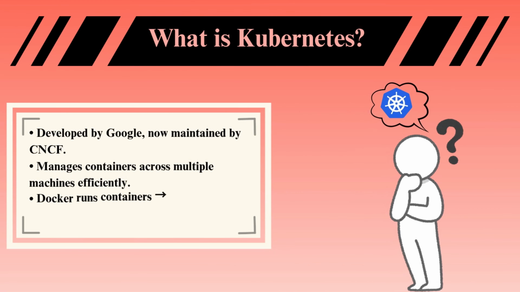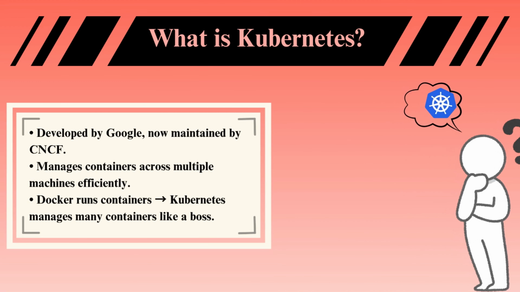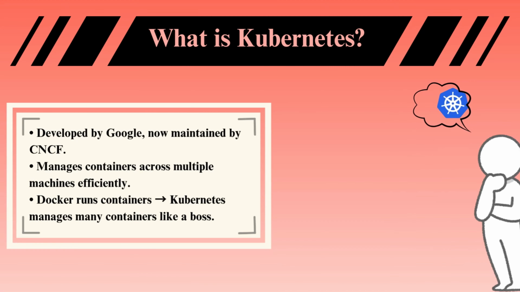Kubernetes, or K8s, is an open source container orchestration platform developed by Google. It helps you deploy, manage, and scale containerized applications automatically. In simple terms, Docker runs containers, Kubernetes manages many containers across many machines like a boss.